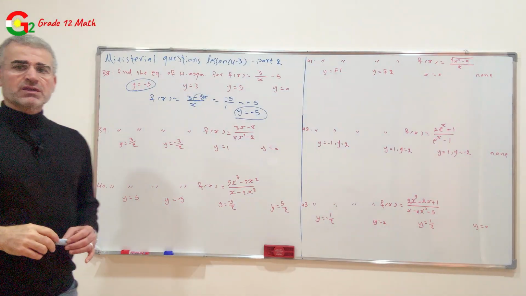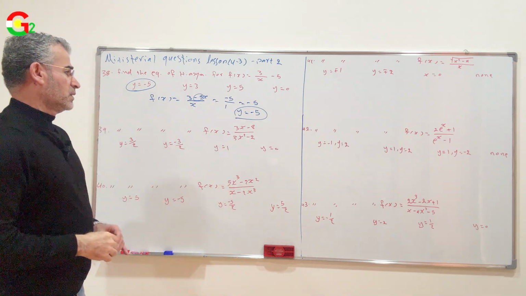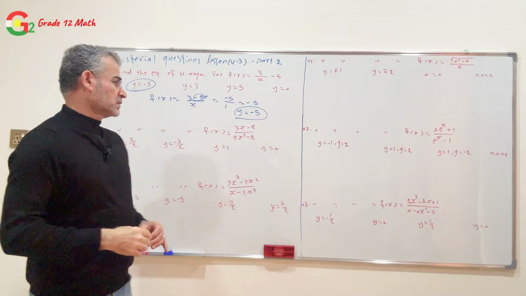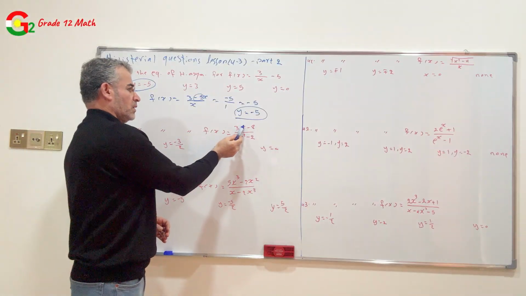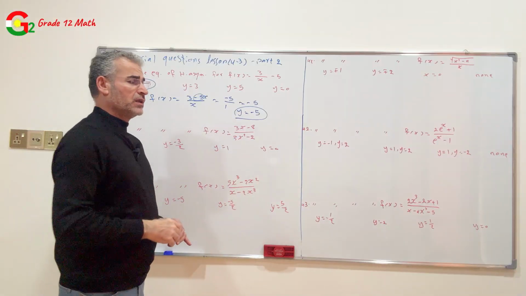Find the equation of the horizontal asymptote for the function f of x equal 3x minus 8 over 3x power 2 minus 1 minus 2. The degree of the numerator is 1 and the denominator is 2, so the numerator's degree is less than the denominator's.